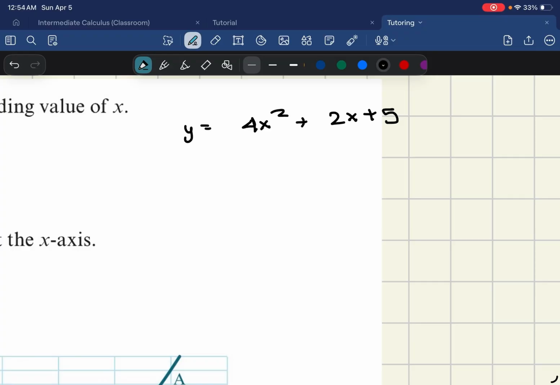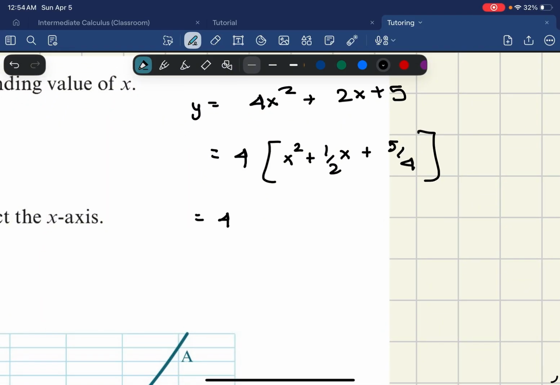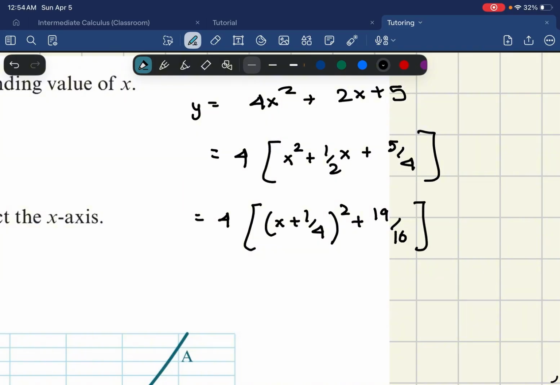So let's factor out the 4. We have x squared plus 1 over 2x plus 5 over 4, right? When I factor out the 4. And now let me complete this square. So x plus 1 over 4 squared. So that gives me 1 over 16. So I have x squared plus 1 over 2x, I have 1 over 16. And I need to get to 20 over 16. So I need to add 19 over 16, right? 19 over 16, I believe.